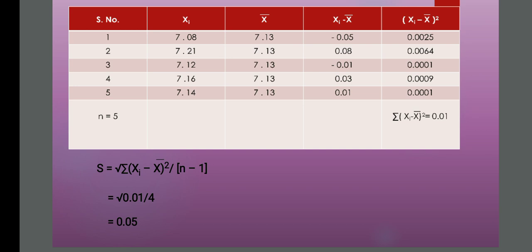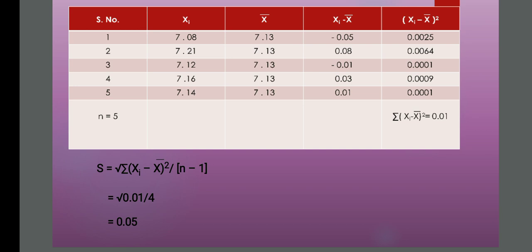So now what you have to do here is, the formula is nothing but square root of sum of xi minus x bar the whole square. So you have to square up the value. So by squaring the values you get the value 0.01. Okay, keep it as it is.